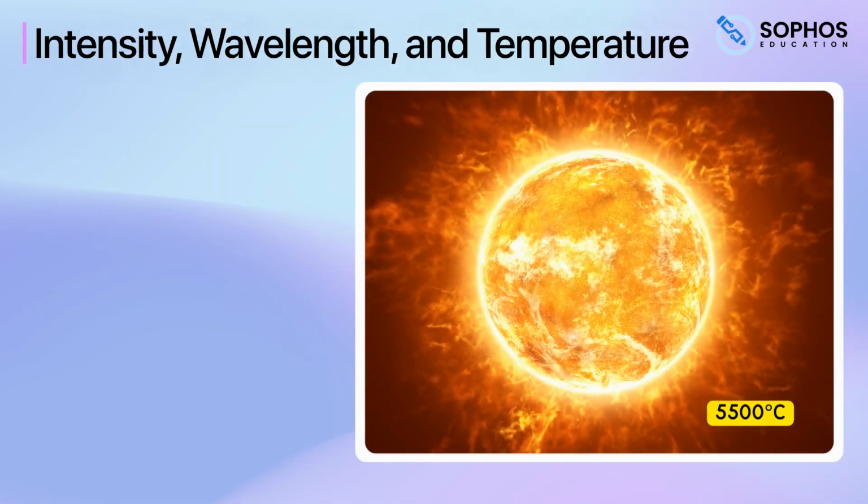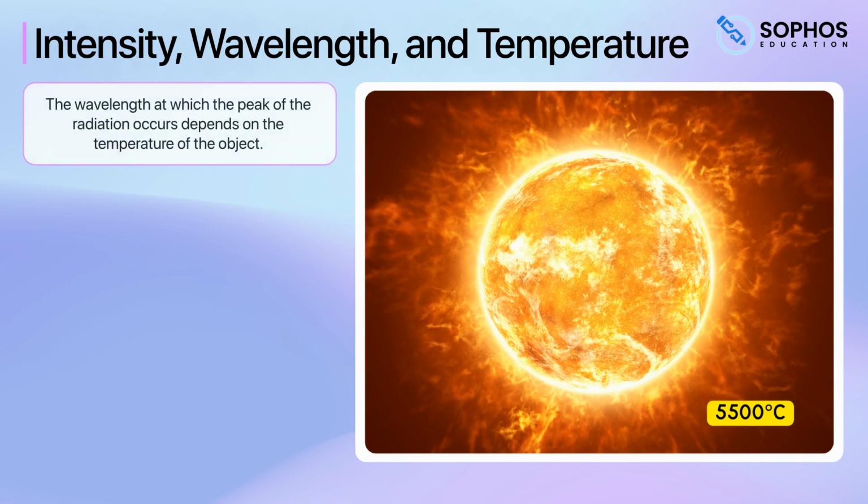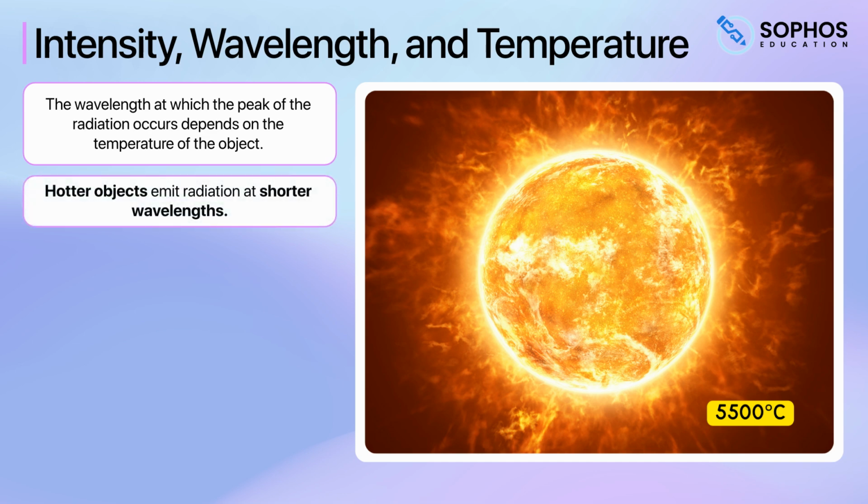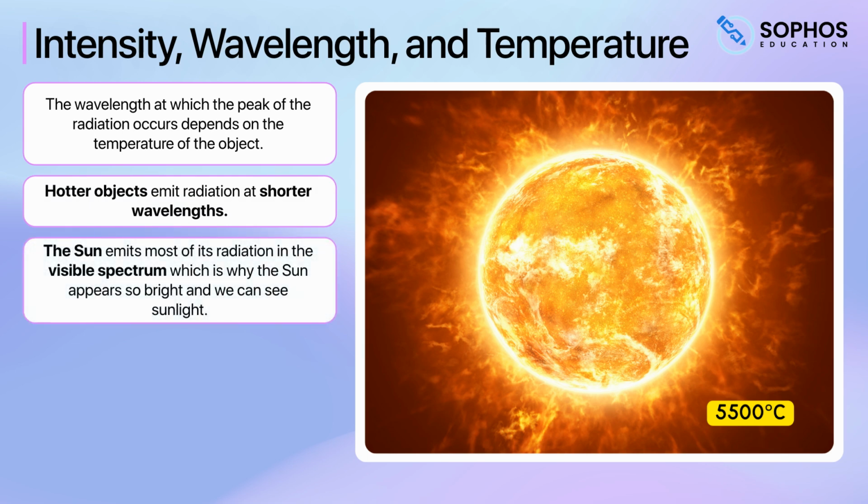Another crucial aspect of radiation is the relationship between wavelength and temperature. The wavelength at which the peak of the radiation occurs depends on the temperature of the object. Hotter objects emit radiation at shorter wavelengths. For example, the Sun, with a surface temperature of about 5,500 degrees Celsius, emits most of its radiation in the visible spectrum. This is why the Sun appears so bright and we can see sunlight as visible light.